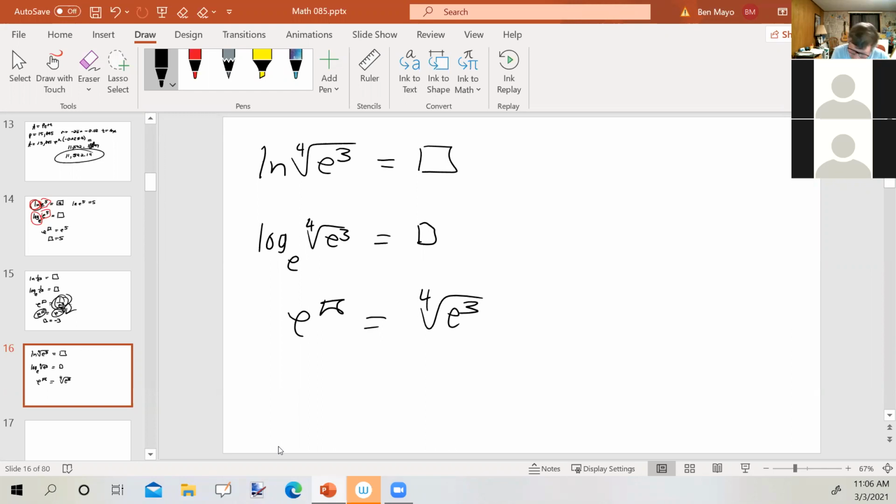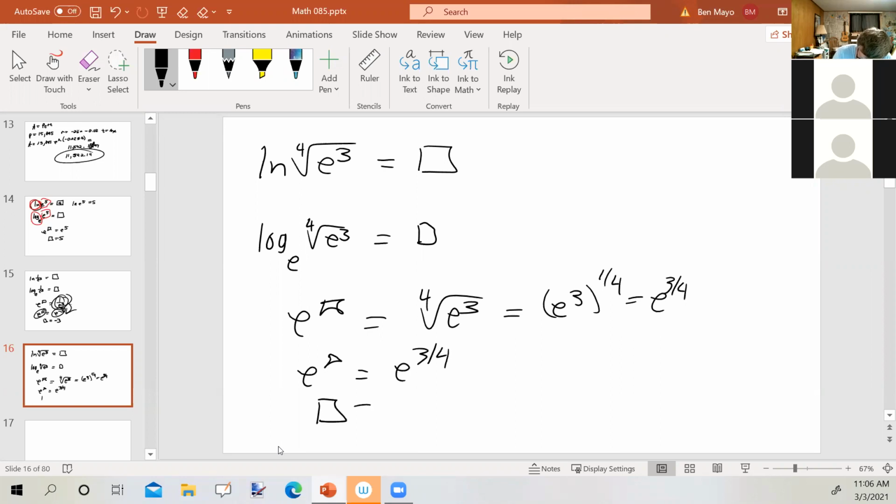Let's go back to chapter 9. Isn't that e cubed to the 1/4 power, which is e to the 3/4 power? My box keeps getting more and more distorted. So the box would be 3/4. So the natural log of the fourth root of e cubed equals 3/4. Okay.